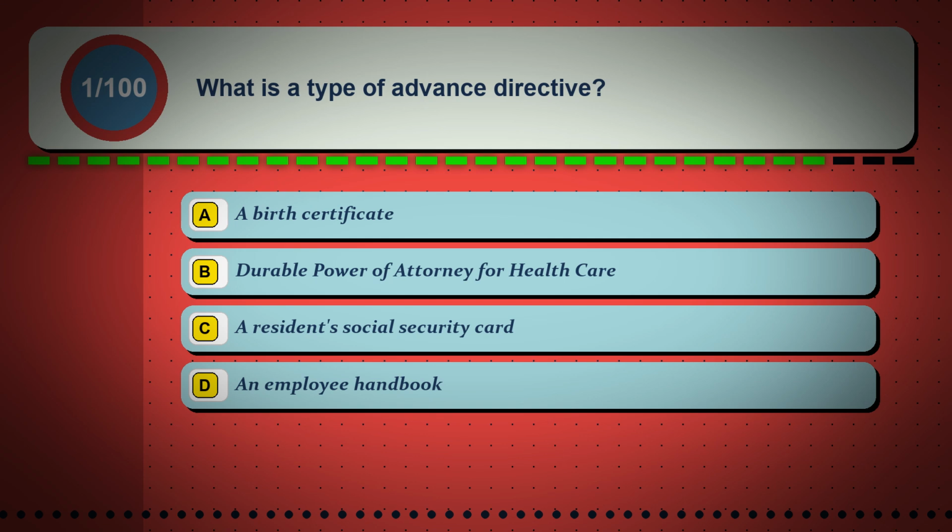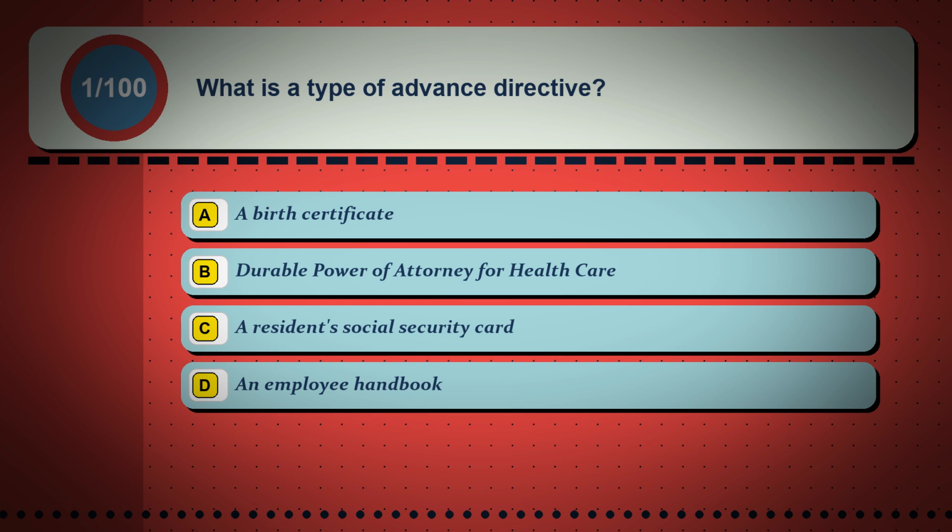Question 1. What is a type of advance directive? Option A. A birth certificate. Option B. Durable power of attorney for healthcare. Option C. A resident's social security card. Option D. An employee handbook.